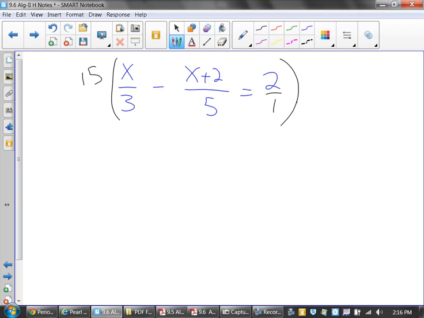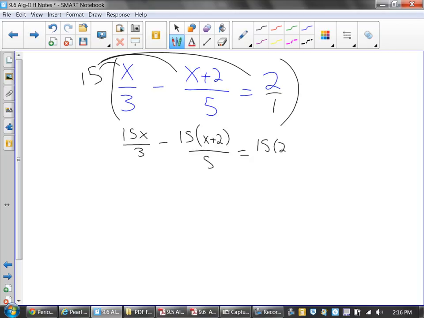I'm going to show the secondary step of how this works. I'm distributing 15 to all three parts. I'm multiplying it to both sides of the equal sign. I have 15x over 3 minus 15 times the quantity x plus 2 over 5, is 15 times 2.